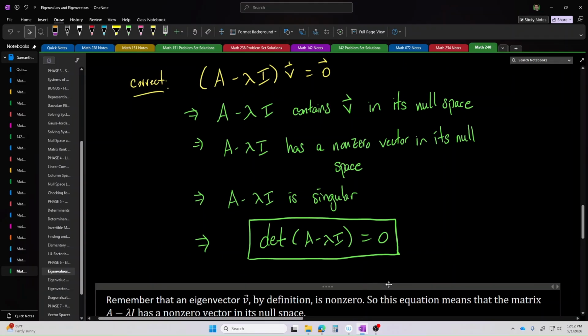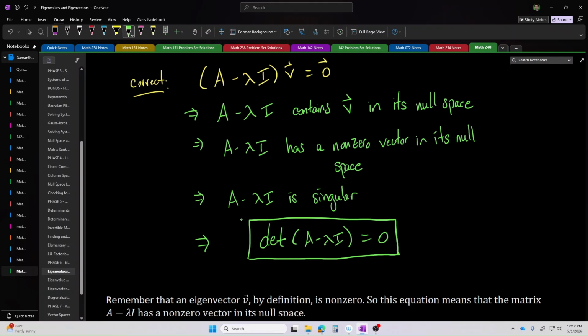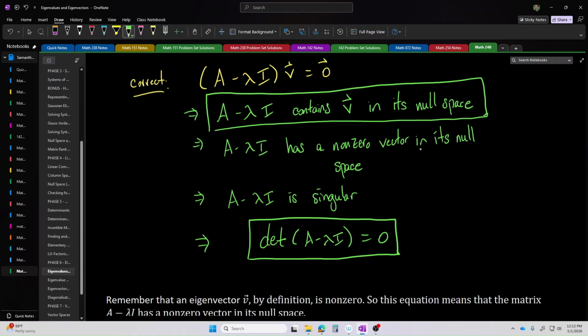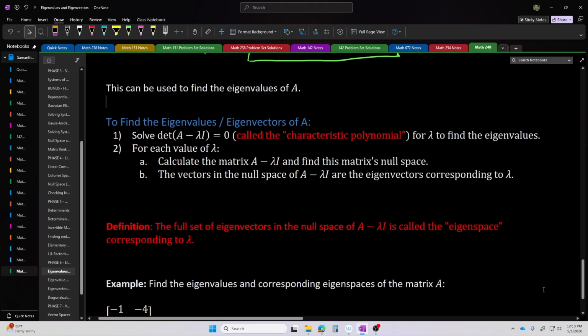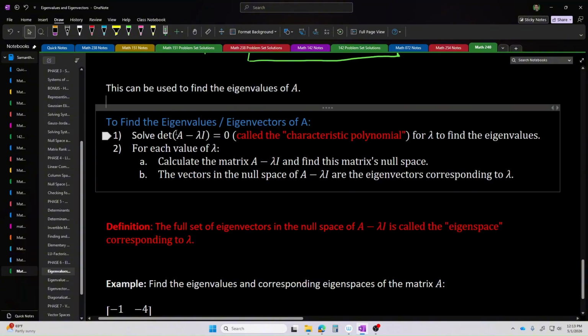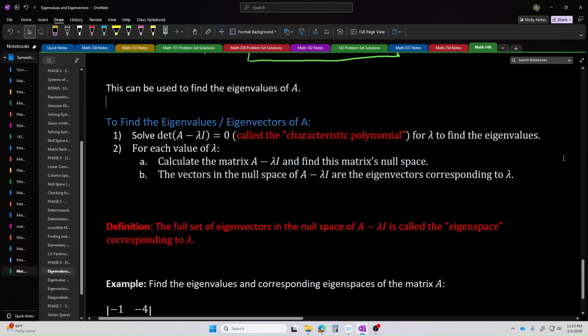So let's go ahead and use this principle about the determinant and this principle about the null space to help us find eigenvalues and eigenvectors of a matrix from scratch. When we're trying to find the eigenvalues and the eigenvectors of a given matrix A, the first thing that we do is set up this matrix A minus lambda times the identity. We will set lambda as a variable, and then we will try to solve for the values of lambda.